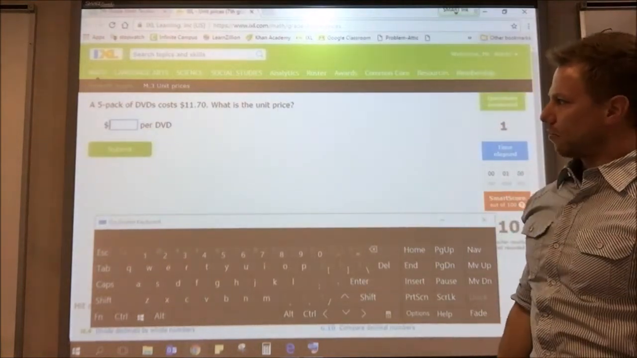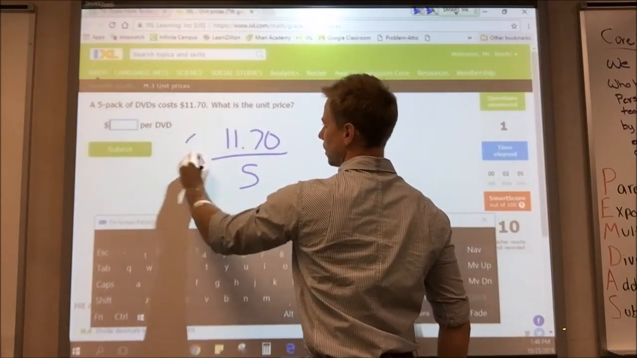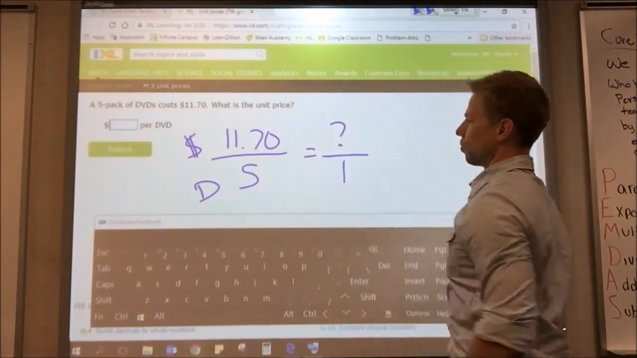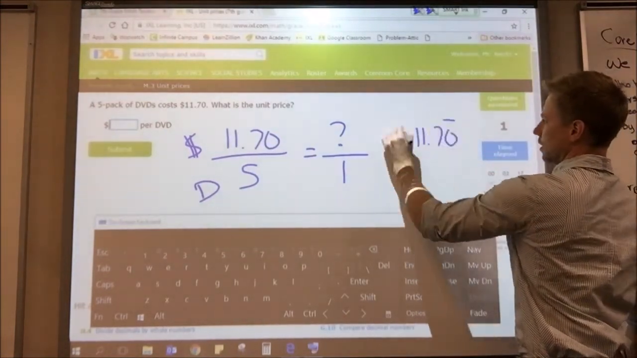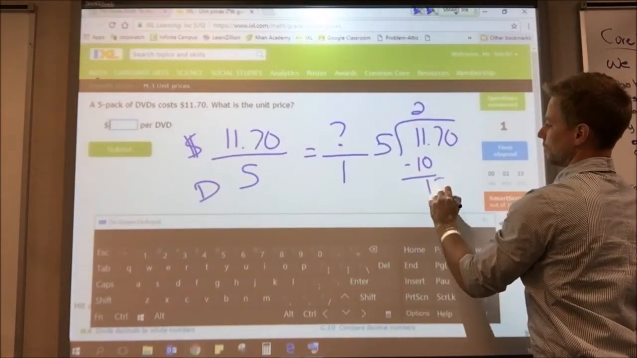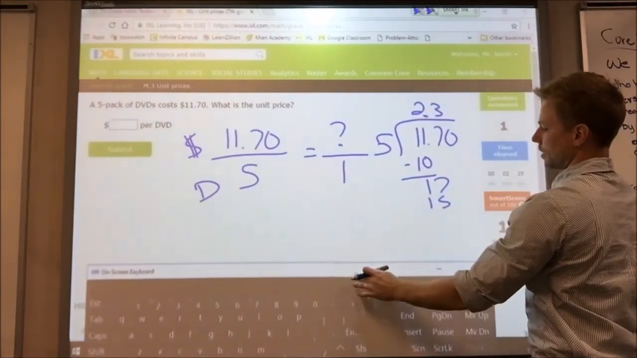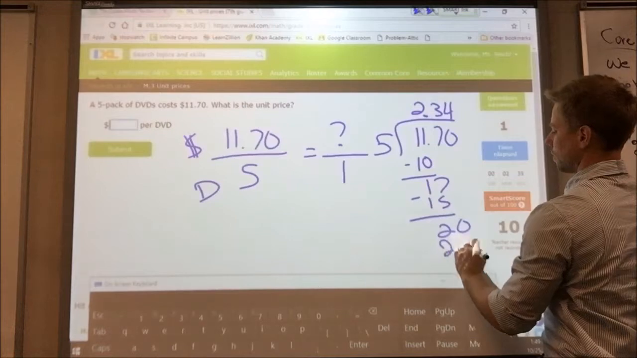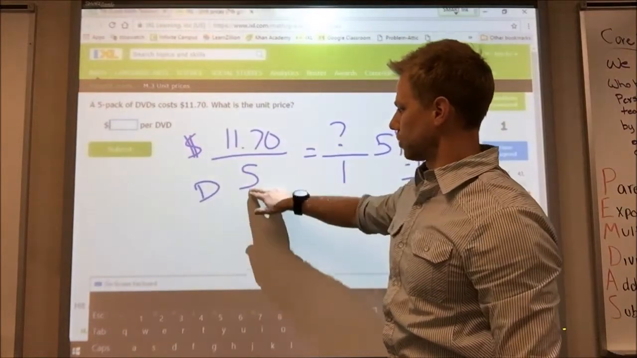Good. A 5-pack of DVDs costs $11.70. So it's $11.70 for 5 DVDs. What is the cost for 1 DVD? Again, to figure that out, we'll do $11.70 divided by 5. 5 goes into 11 twice. Bring down the 7. 5 goes into 17 3 times. 15. Subtract to get 2, bring down the 0. 5 goes into 20 4 times. So the price would be $2.34.